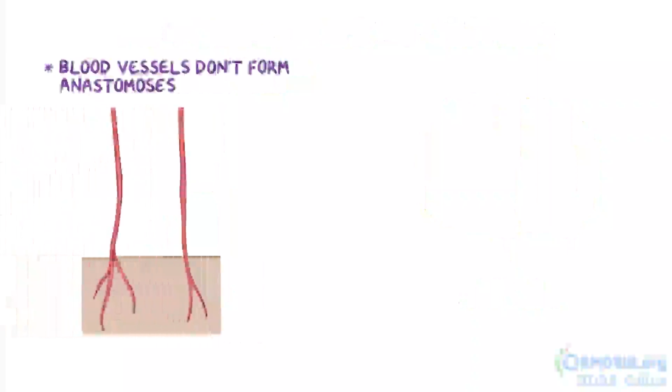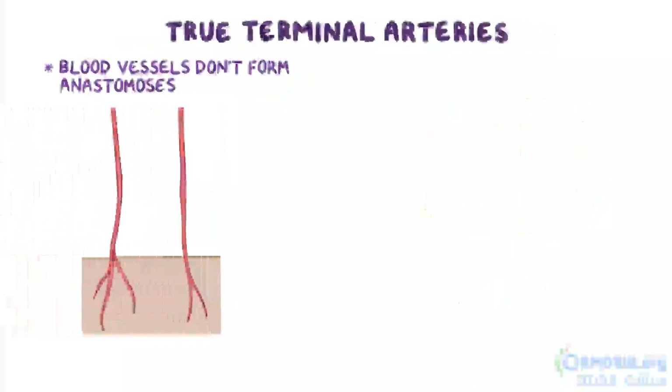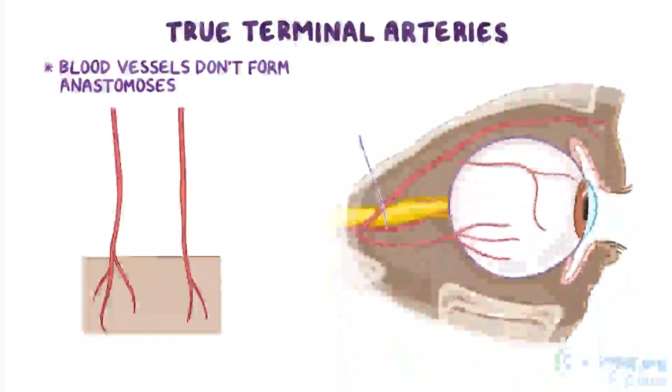Also, blood vessels may not form anastomoses at all. These vessels are called true terminal arteries. An example of a true terminal artery is the central retinal artery of the eye. Since there is no anastomosis here, a blockage in the central retinal artery can cause blindness.